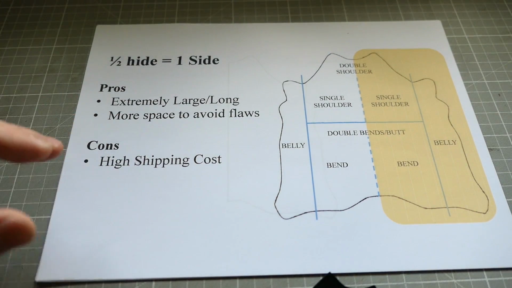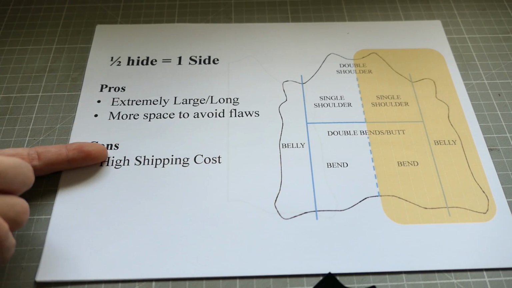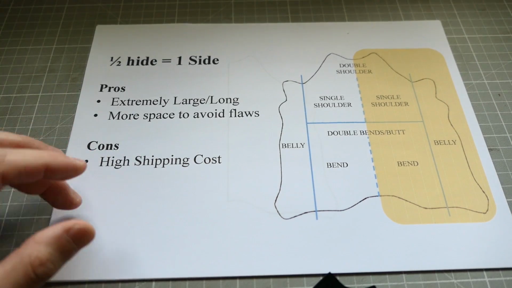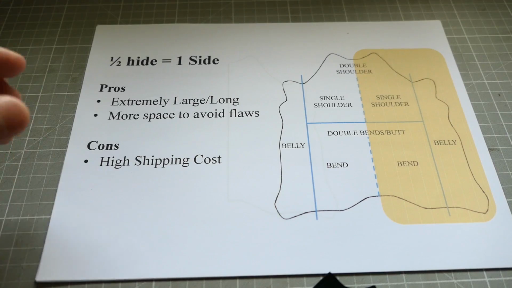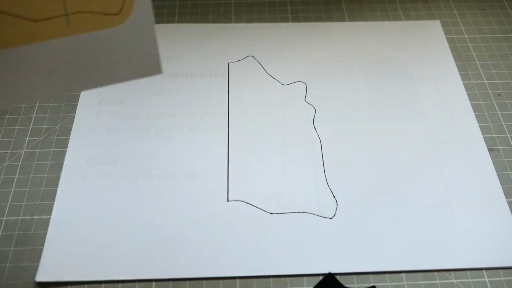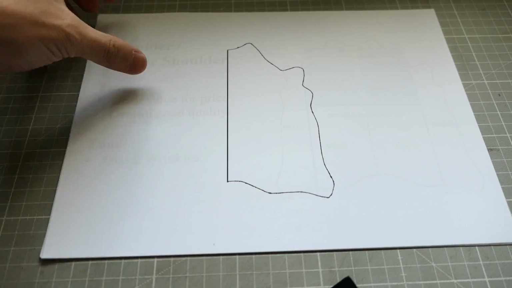Otherwise, I think it's the ideal size, and this way is slightly cheaper as well. But not many producers or tanneries want to produce it like this, because the leather industry is a little bit complicated, but I will talk about that in a different video. So if you buy like this, this is a half hide.